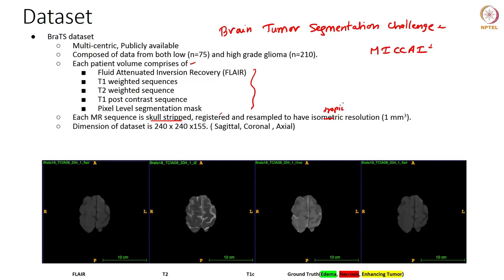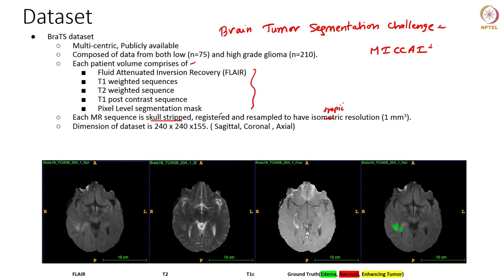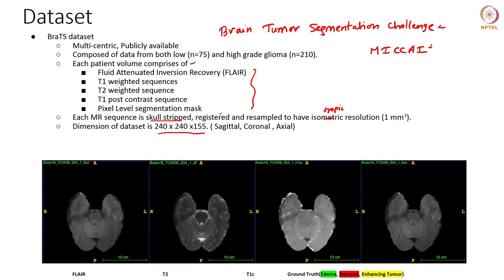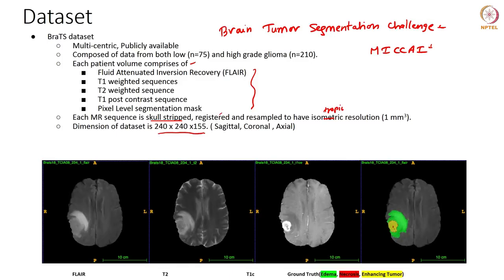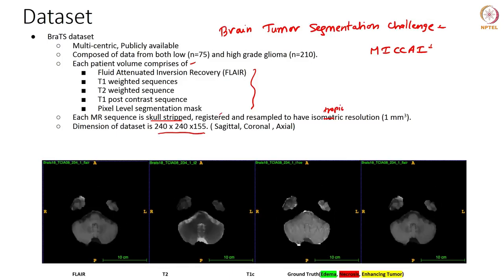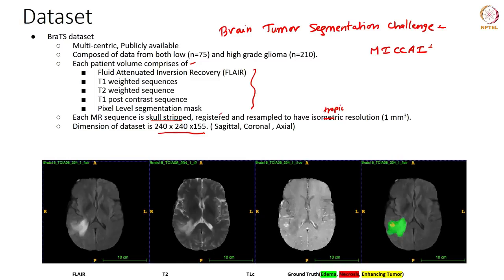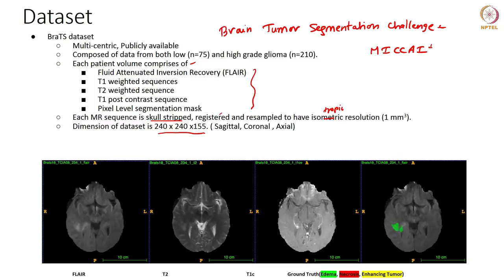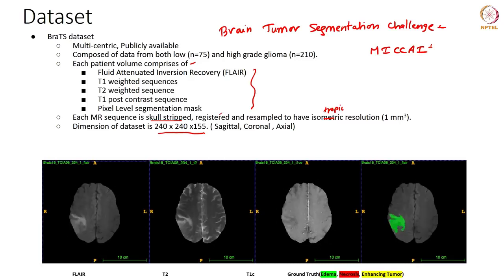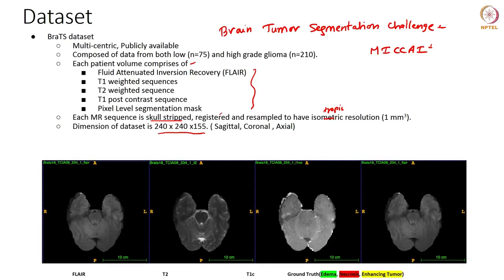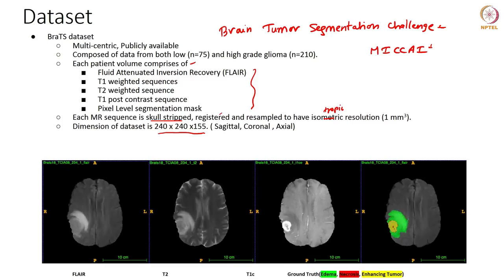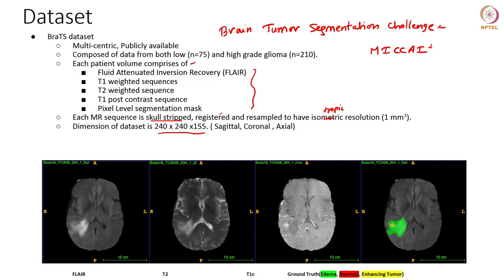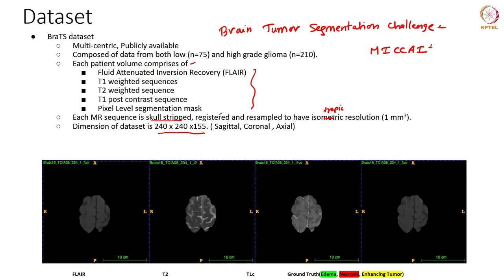The dimension of each data set, that is each volume: you have 4 volumes, each of size 240 cross 240 cross 155. Typically you can slice this along any axis. Since it is 3D, we are typically looking at the 240 cross 240 cross section, which is what is referred to as the axial. Then 2 other perpendicular cross sections are defined, referred to as coronal and sagittal.